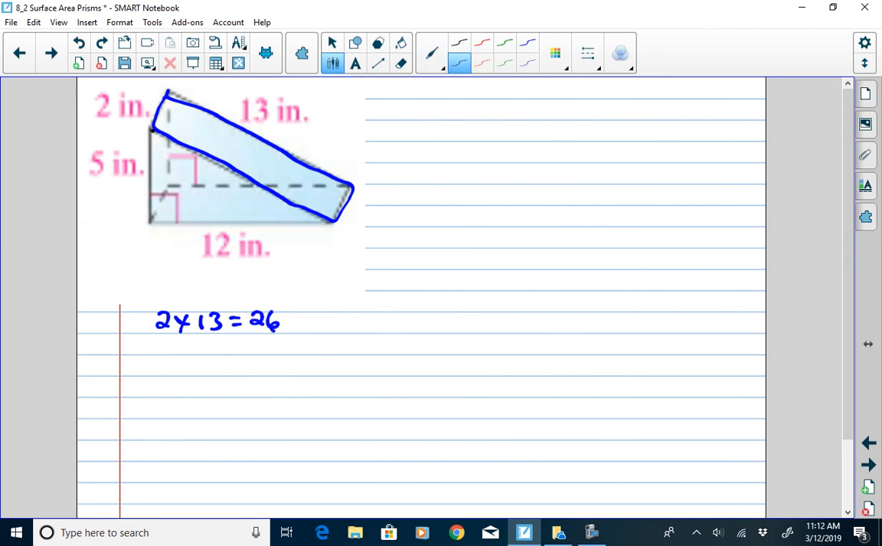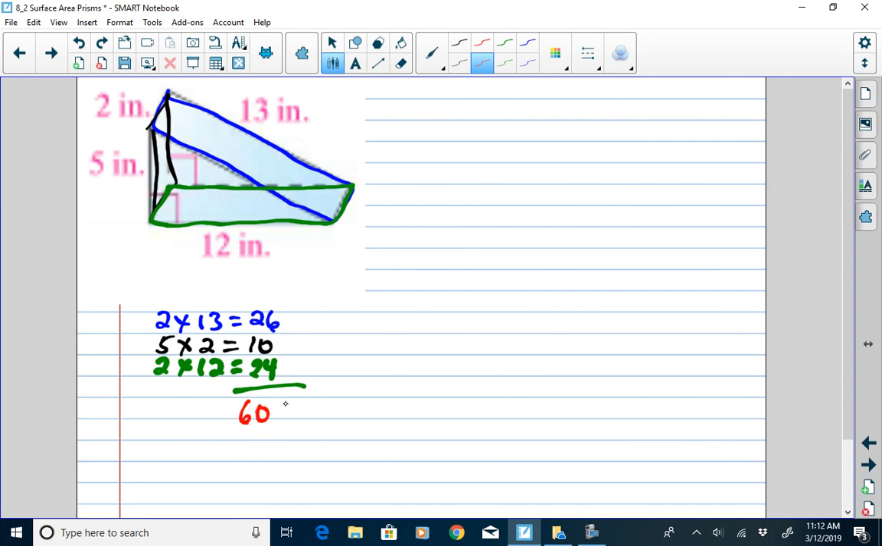Then we have a rectangle back here. That looks like it's going to be a 5 by 2 rectangle. 5 by 2 is 10. And then we have that rectangle on the bottom. That's this rectangle here. That rectangle looks like it's going to be 12 by 2. So we have one rectangle that's 12 by 2, sorry. 2 times 12 is 24. We add that together. 26 and 24 is 50, plus 10 is 60.